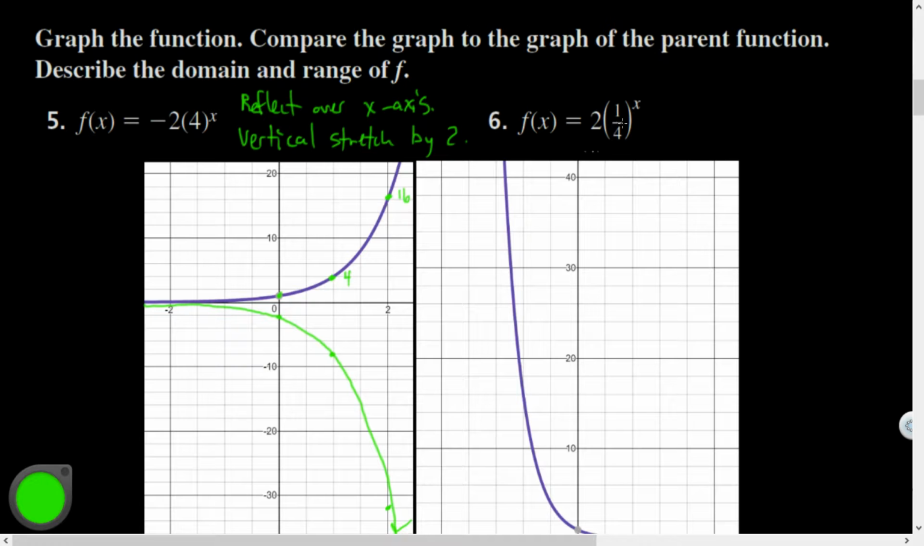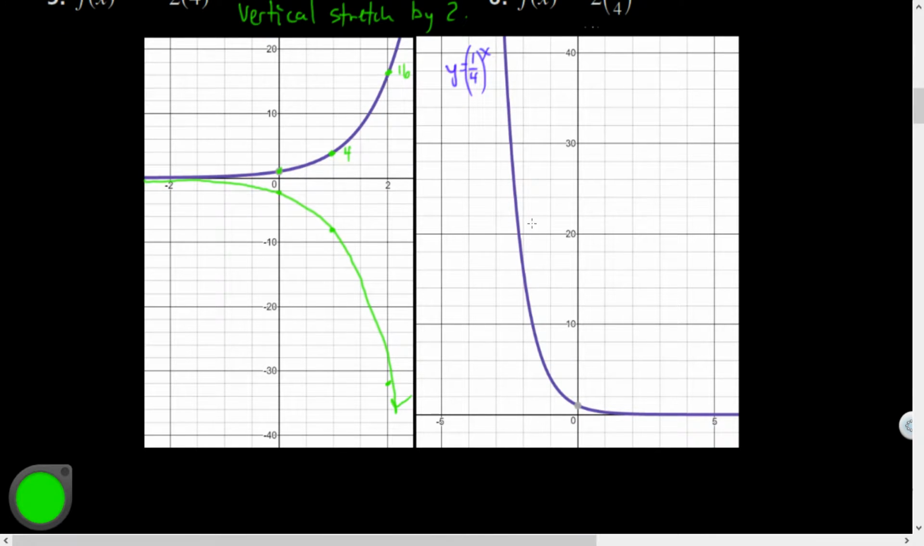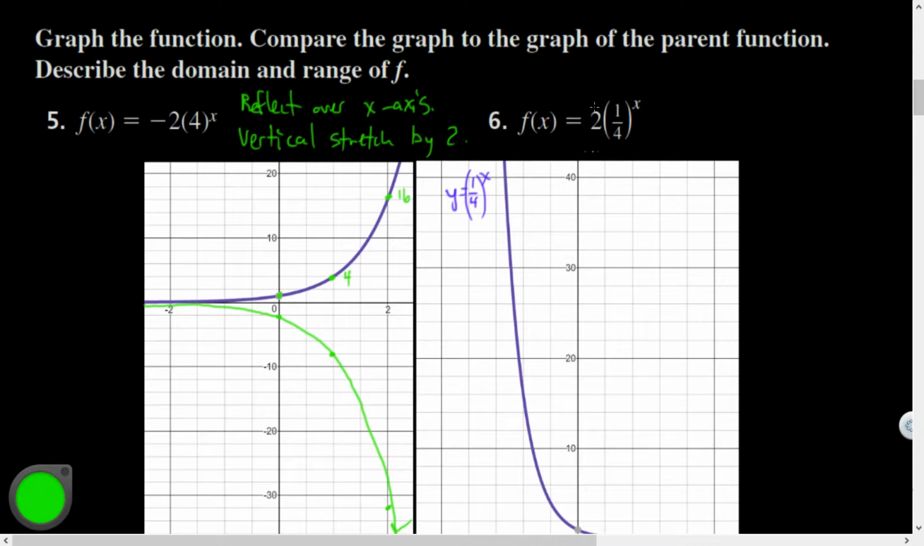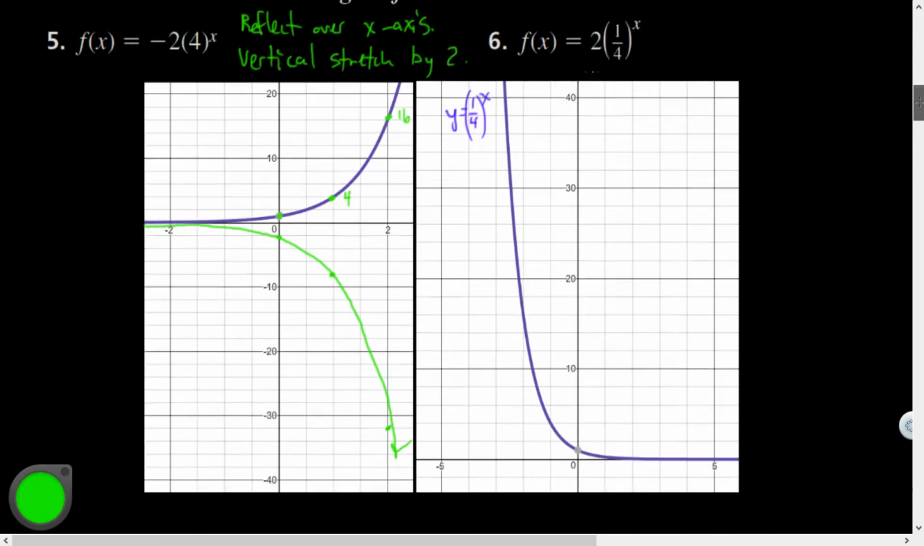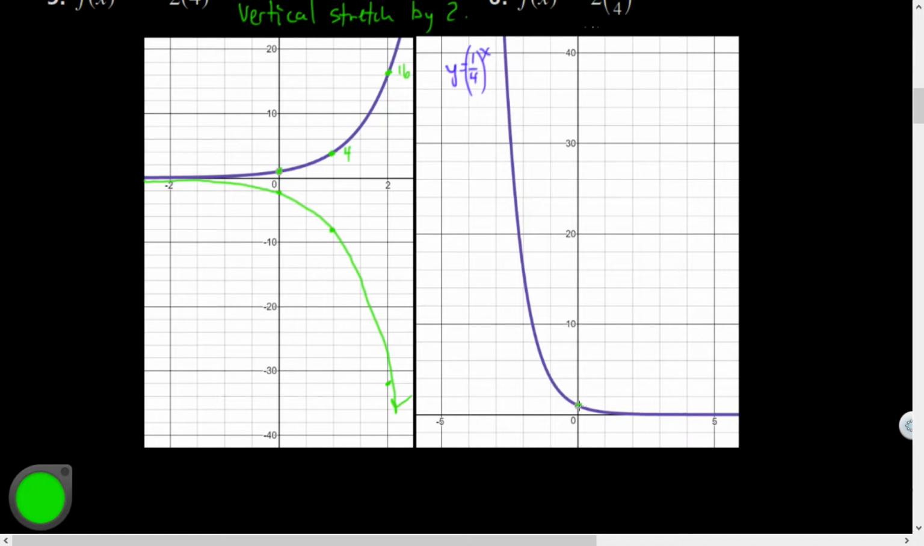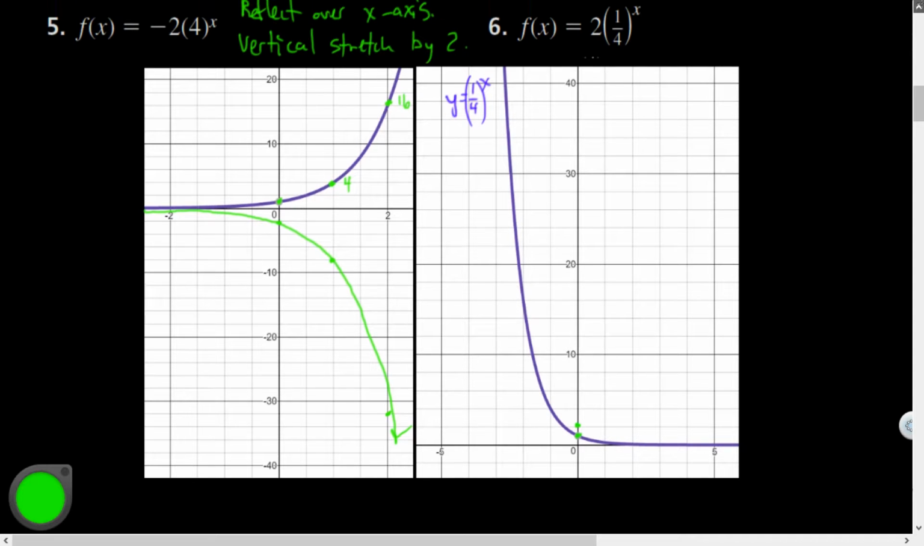Okay, over here, the parent function is y equals 1/4 to the x. So that's this parent function right here, y equals 1/4 all to the x, okay? And since the b value of 1/4 was between 0 and 1, that's why this was a downhill graph, right? Downhill. And we're multiplying it by 2. So what is that multiplying by 2 going to do? Right here, its y-intercept was 1. Multiplying by 2 will make it 2.